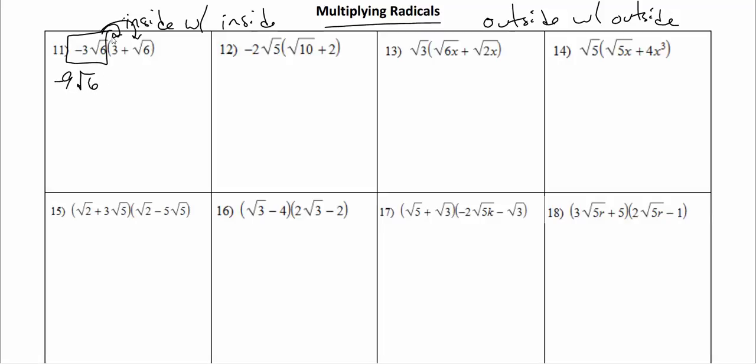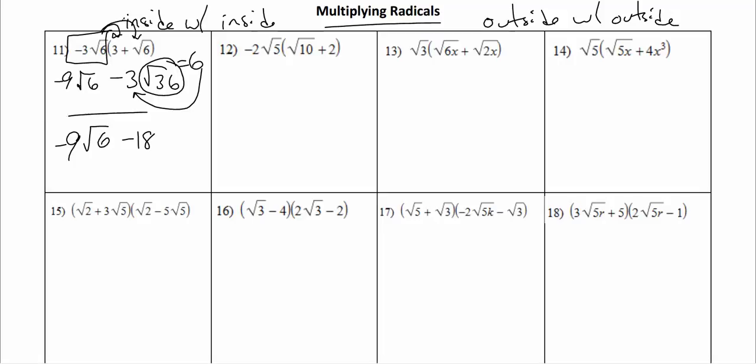Now, when I multiply negative 3 root 6 times root 6, root 6 times root 6 becomes root 36, and the negative 3 stays there. But root 36 equals 6, which has to be multiplied by the negative 3, making it negative 18. So I get negative 9 root 6 minus 18. Again, you can write it in any order you want. That's your final answer there.